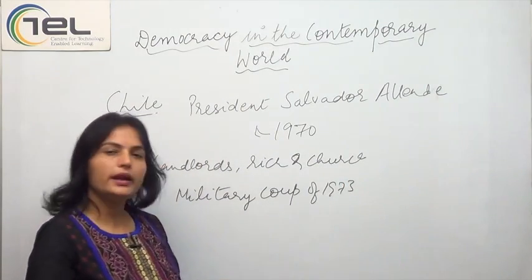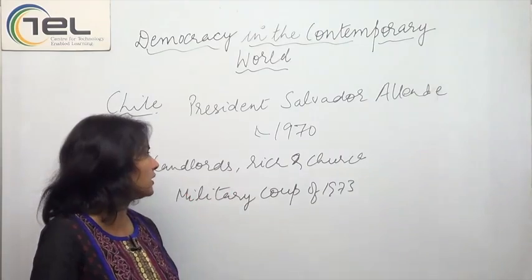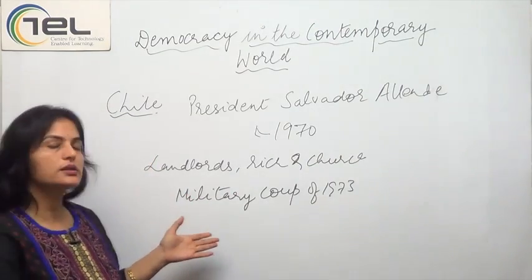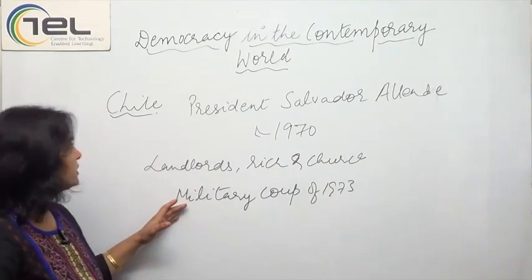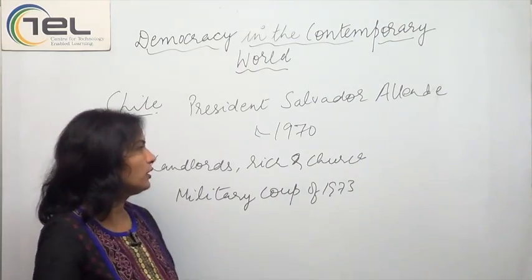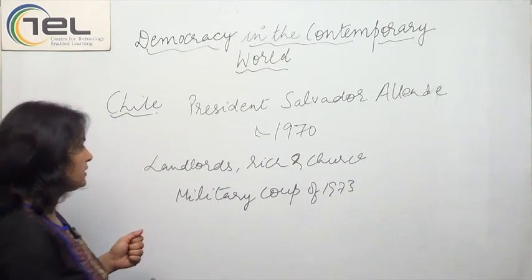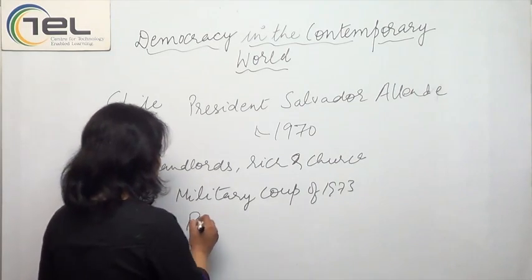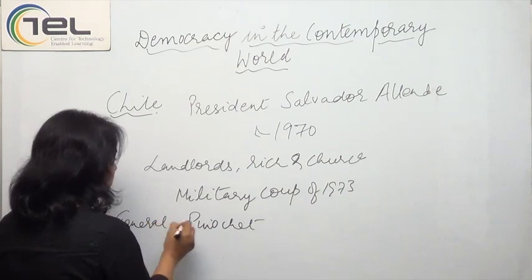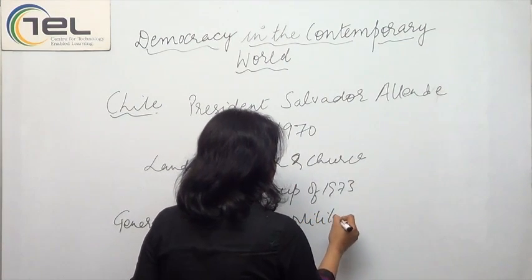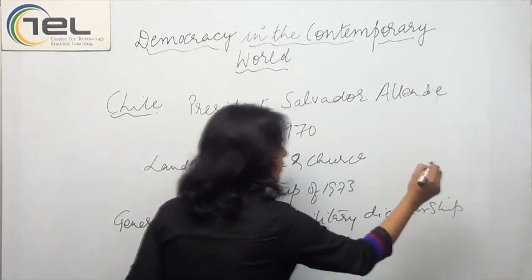The USA at that time was a powerful nation, and the USA didn't favor his rule. So the military rulers of Chile, backed by the USA, ousted President Salvador Allende. They bombarded the place where he was living, and as a result he was killed. And after this military coup, General Pinochet became the military dictator. So military dictatorship was established. He was not a good ruler.